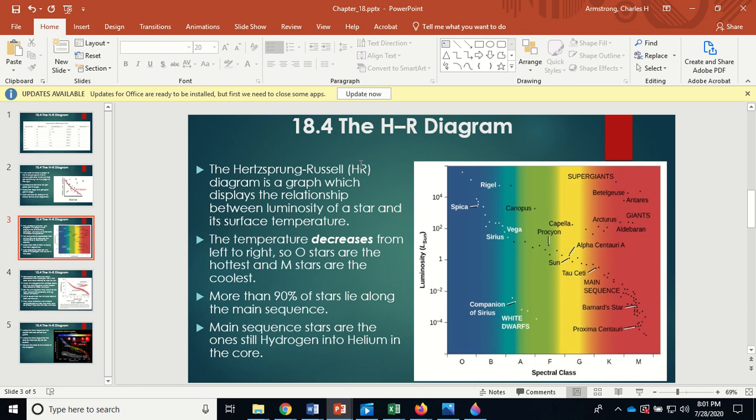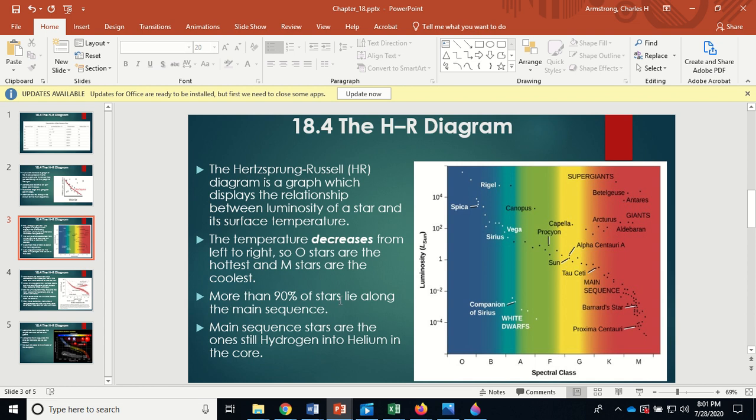Okay, the Hertzsprung-Russell diagram, we're going to call it the HR diagram from now on, is a graph which displays the relationship between luminosity of a star and its surface temperature. Okay, there's the surface temperature. They don't have the temperatures written down here. Remember, this is like 40,000, someplace in there, and this is like 3,000 down here. The temperature decreases from left to right. So O stars are the hottest and M stars are the coolest.